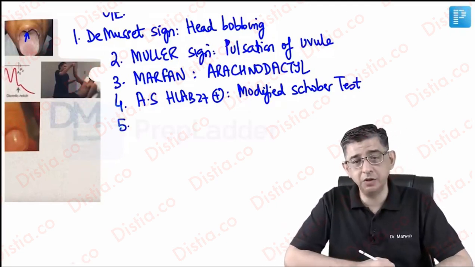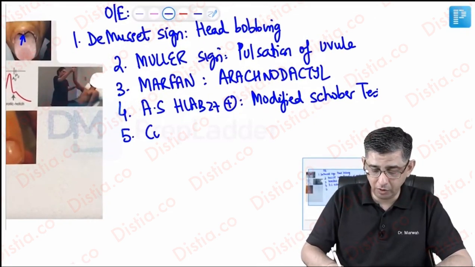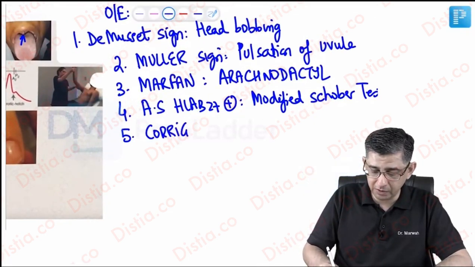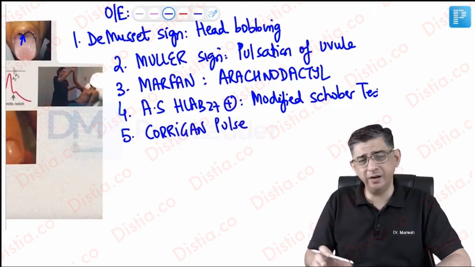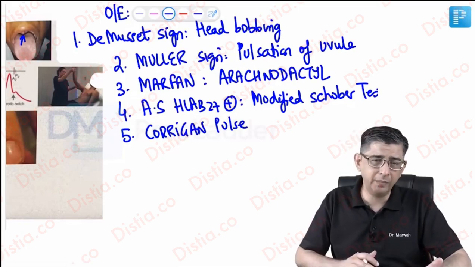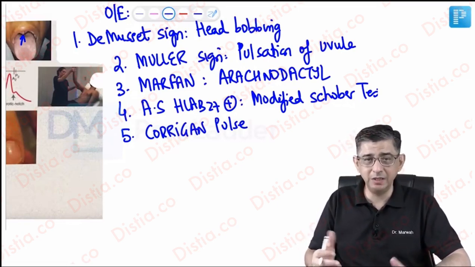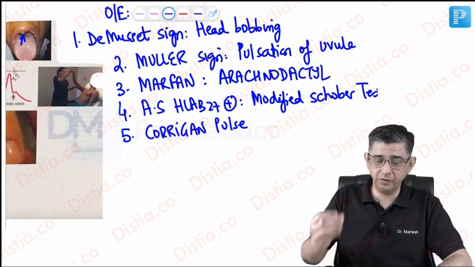For the fifth manifestation of this patient, we are going to evaluate the Corrigan's pulse. The alternative name is water hammer pulse, and it is also referred to as a collapsing pulse. Now I have already written the word collapsing pulse, so this time I thought I'll write the word Corrigan, because water hammer and collapsing are easy to pick up, so I used an alternative term. This is a fast rising, fast falling pulse.